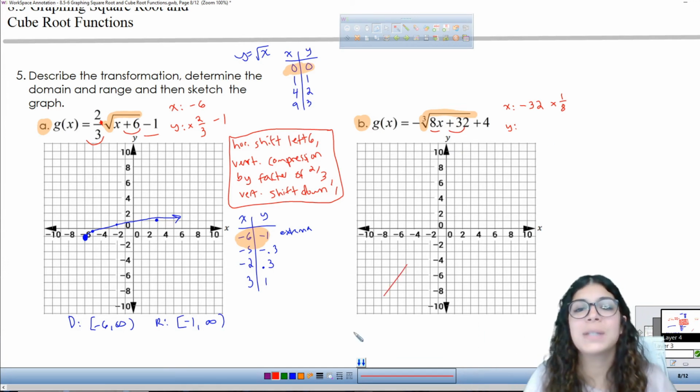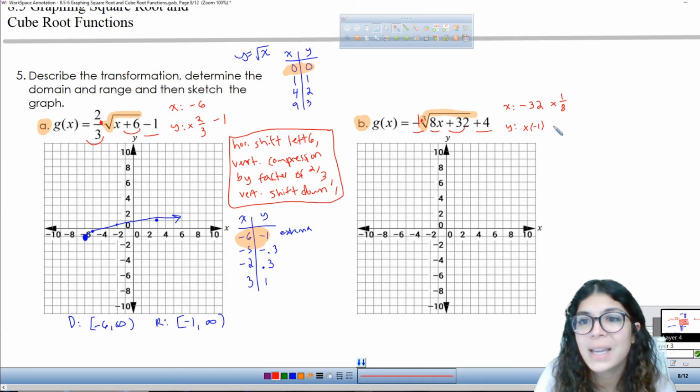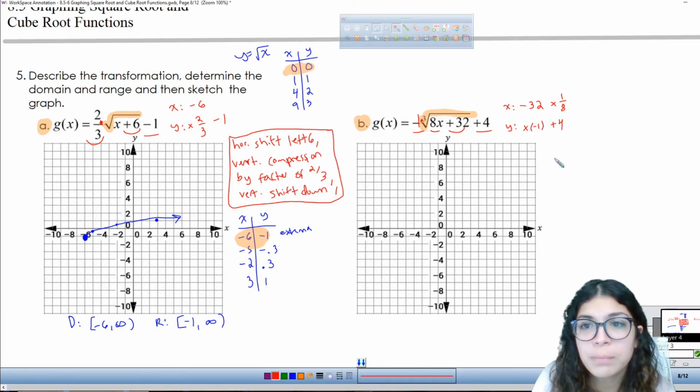Now, moving on to what's happening to y, right? Everything in y is exactly as you see it. I see two things happening, multiplying by -1 and adding 4. You would multiply first, so I'm going to multiply by -1 first, and then I will add 4. So let's go ahead and write that description.